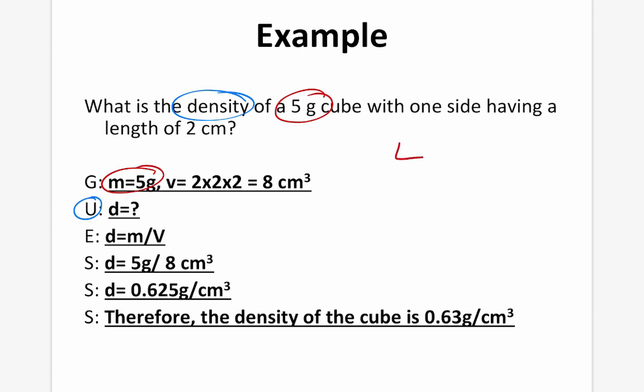Well, a cube, right, it's going to be 2 times 2 times 2, so that's going to equal 8. So that's our volume. We're going to write the equation, D equals M over V. We're going to substitute our values in. We're going to solve, and we're going to write our therefore statement. So therefore, the density of the cube is 0.63 grams per centimeter cubed.